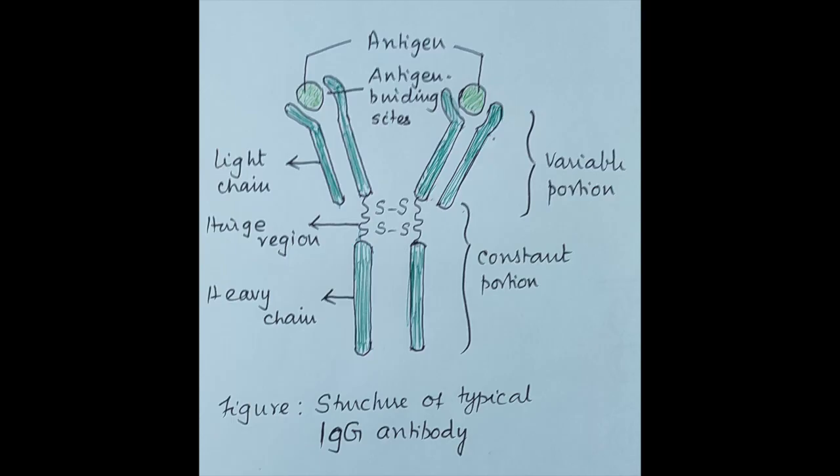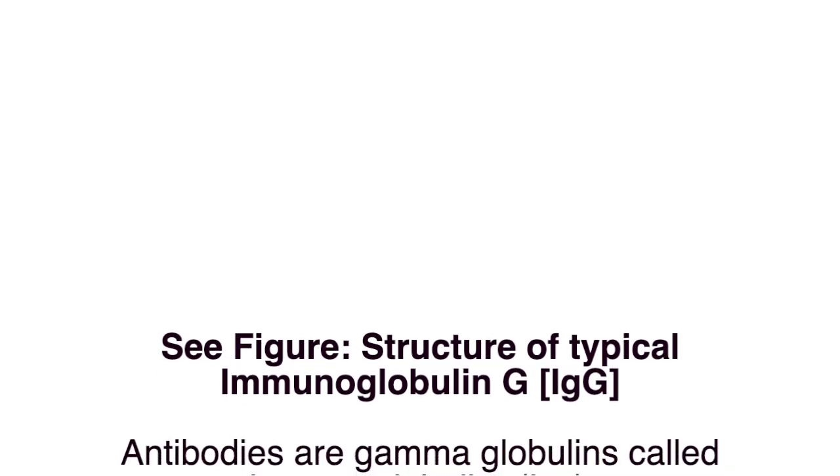Immunoglobulins are composed of two heavy polypeptide chains, as in the figure, and two light polypeptide chains. The antigen binds at two different sites on the variable portion of the chain, as shown in the upper part of the picture. See figure: structure of typical immunoglobulin IgG.